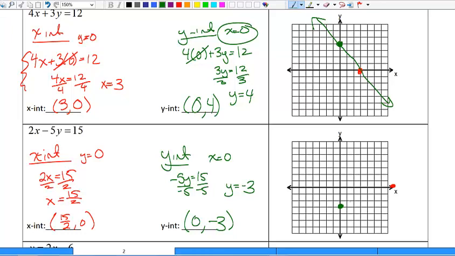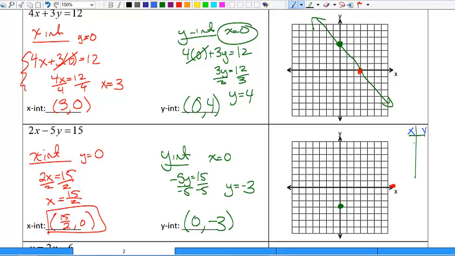Now if you are feeling like that is not good enough, 7.5 is not necessarily your favorite thing to graph, you can always find a third point. Now if someone asks you for the x-intercept, this is truly the x-intercept, 15 halves comma 0. You can't change that, but if you're like, I don't really want to graph a fraction, you could find a third point by just picking any value you want for either the x or the y.